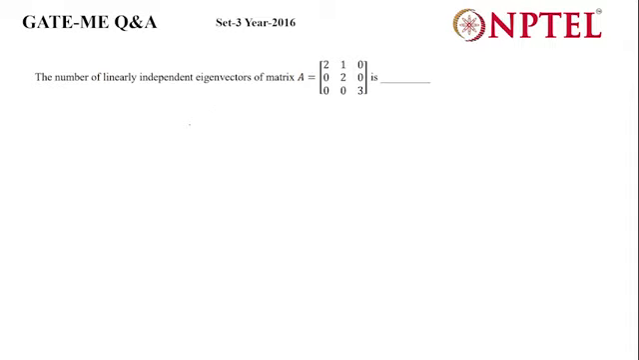Two, ma'am, two. Everyone got the same answer? So this is a triangular matrix, so its eigenvalue will be 2. The leading diagonal elements are 2, 2, 3.